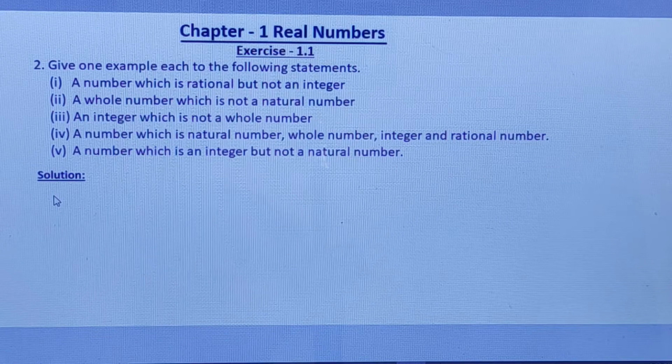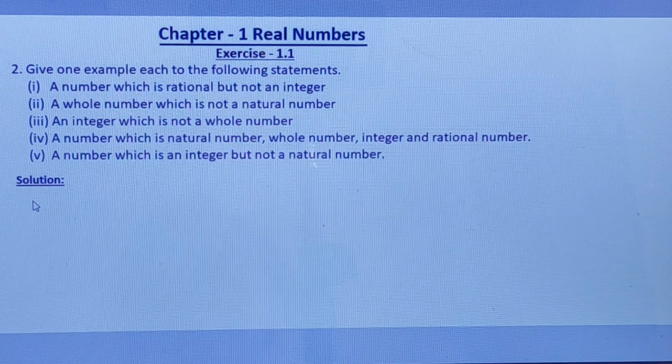Second question, give one example to each of the following statements. First one is a number which is rational but not an integer. So solution to the first statement, you can take any number which is of the form 2 by 3, but it should not be an integer. For example, I can write 2 by 3 is a rational number, but this is not an integer, isn't it? So you can write your own examples.